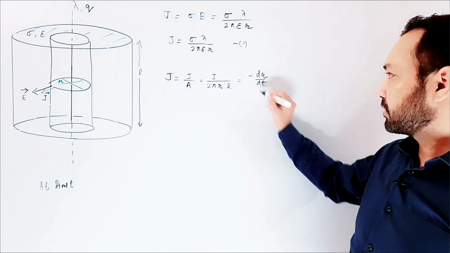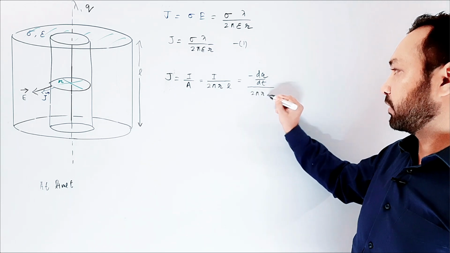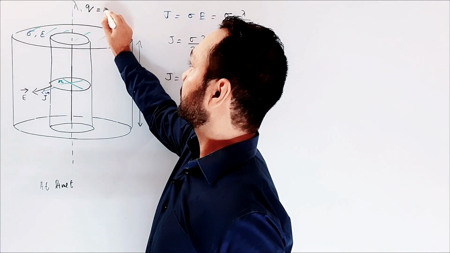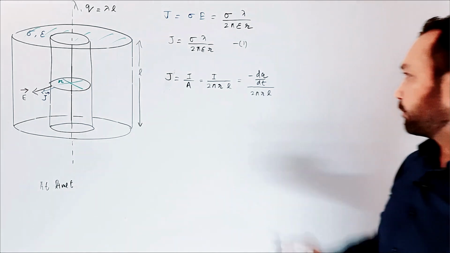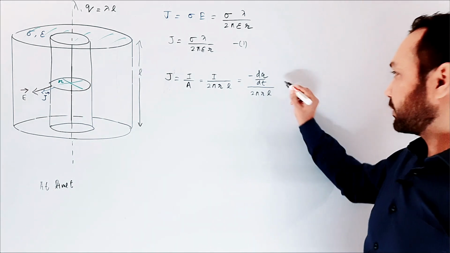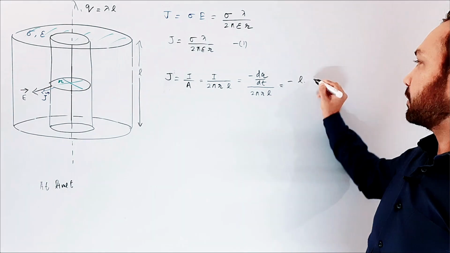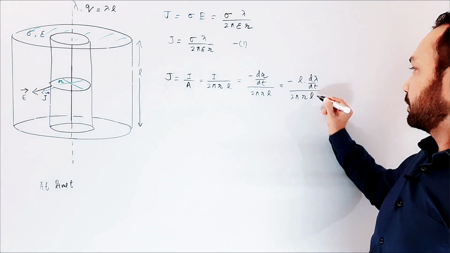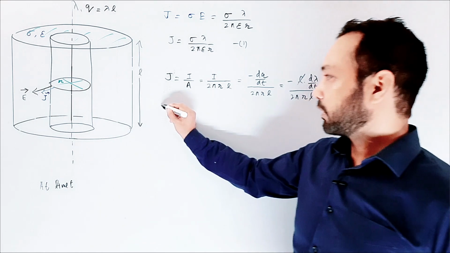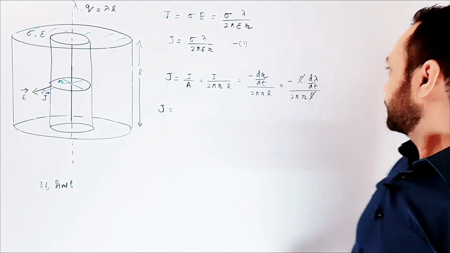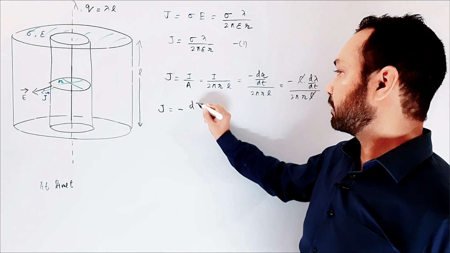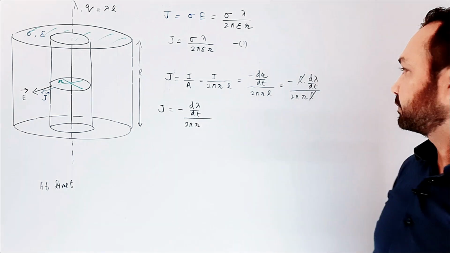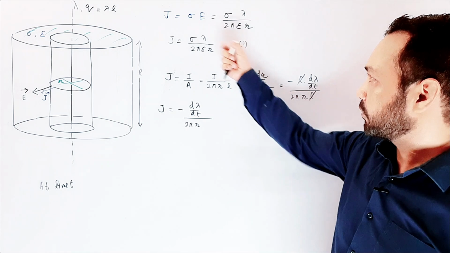Alright, I is minus dq by dt, divided by 2 pi r L, and q I am talking about this length, and this q is equal to basically lambda into L. So in place of q I can write lambda L, L is a constant, so that is basically minus L into d lambda by dt divided by 2 pi r L. This L and L get cancelled, so I've got another expression for J, that is minus d lambda by dt divided by 2 pi r.